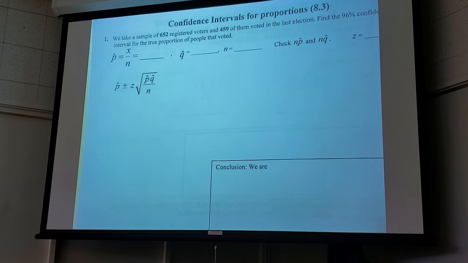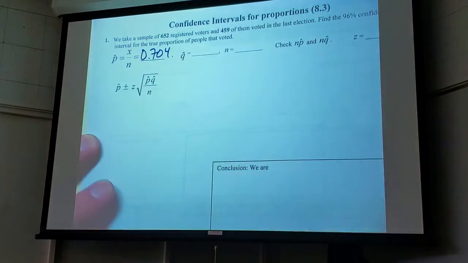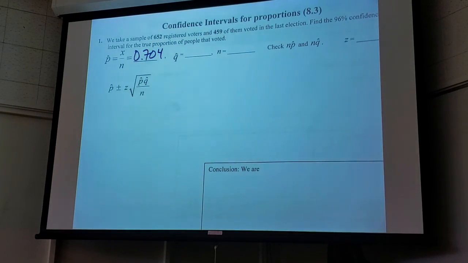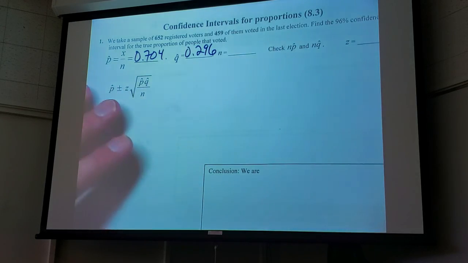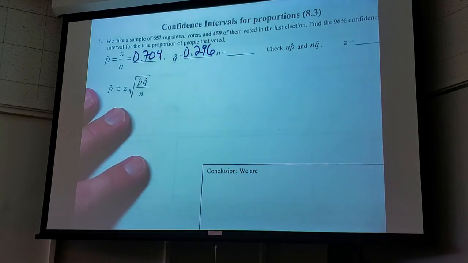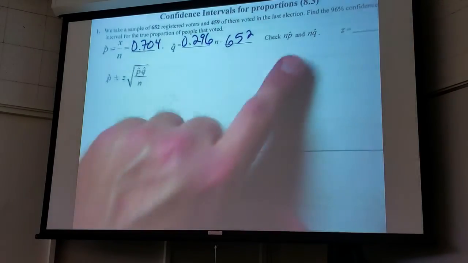So 0.704? Is that what you guys got? Yeah. So what's q hat gotta be then? P and q are the same p and q, even though they're wearing clothes. No matter what clothes they're wearing, they have to add to be 1. So what's q hat gotta be? 0.296, I love it. And of course, what's n? Be careful, it's not the smaller number, it's the bigger number, the total.